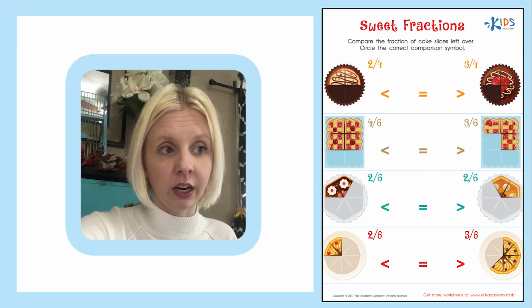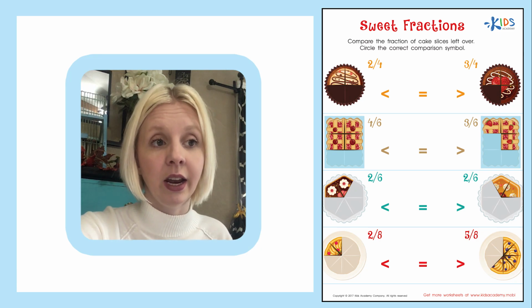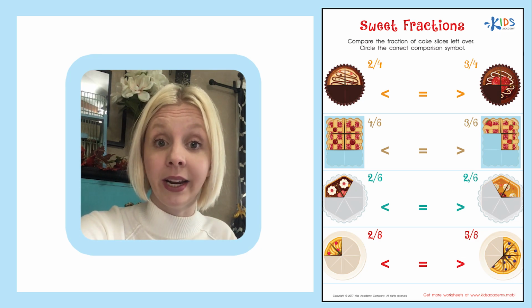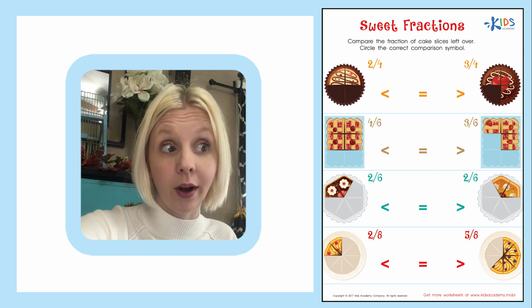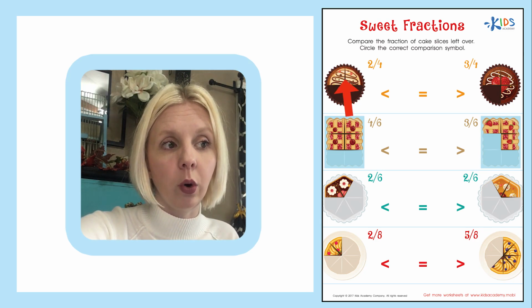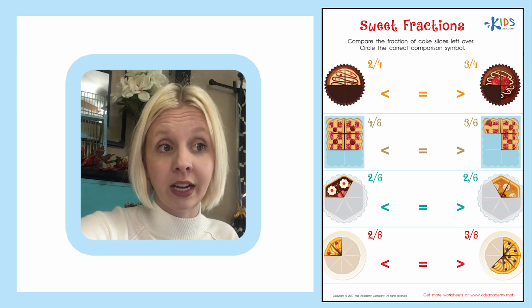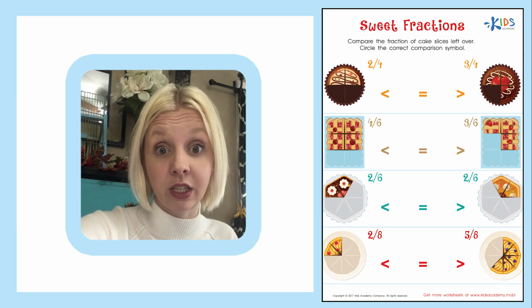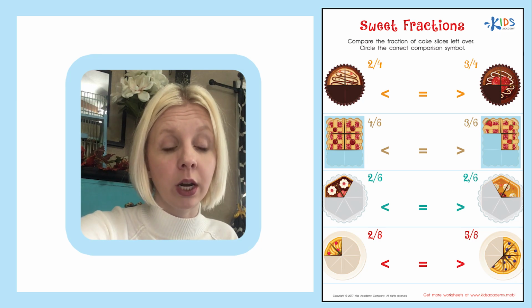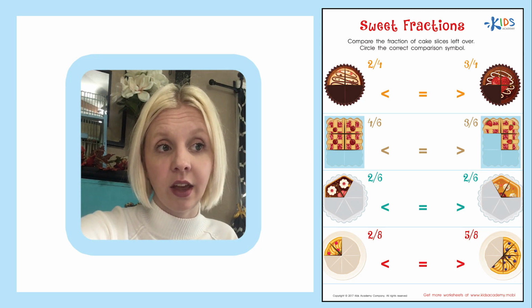And what I like to think of is this greater than and less than sign is kind of like a mouth, and we want it to face or eat the one that has the most. So looking at these two, this one only has 2 and this one has 3. This one has the most. This is the one that we want to eat. So we're going to make our sign face that one.